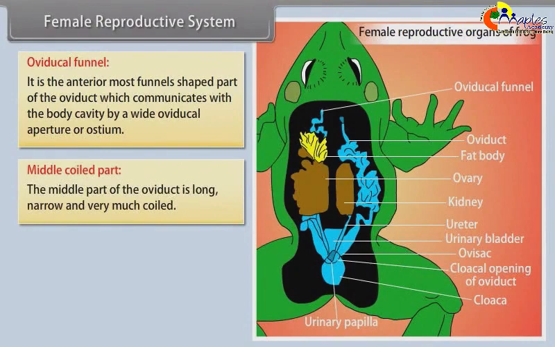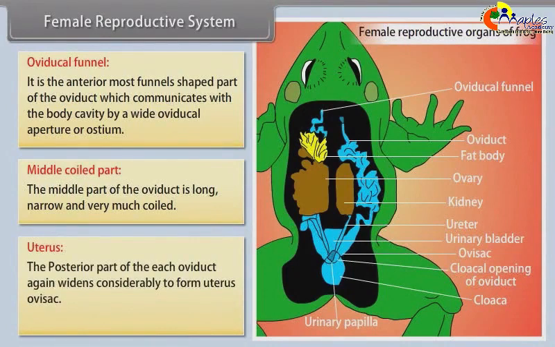Middle coiled part. The middle part of the oviduct is long, narrow, and very much coiled. Uterus. The posterior part of each oviduct again widens considerably to form uterus or ovisac. The fertilization in frog is external.